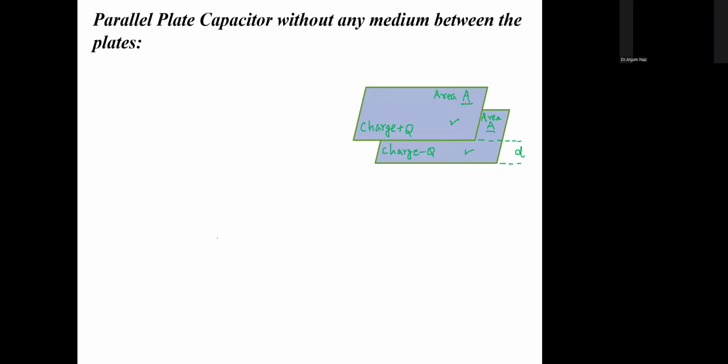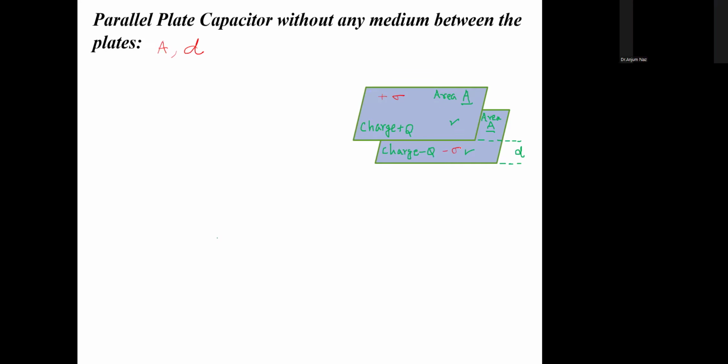So for this, let's consider two plates of plate area A and plate separation D. The upper plate is given charge plus Q, and the lower plate is given charge minus Q. These charges will distribute on the surface of the plate so that the surface becomes equipotential, or a uniform surface charge density, plus sigma and minus sigma, is established on the upper and lower plate.